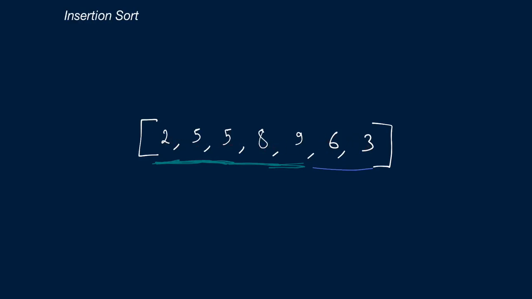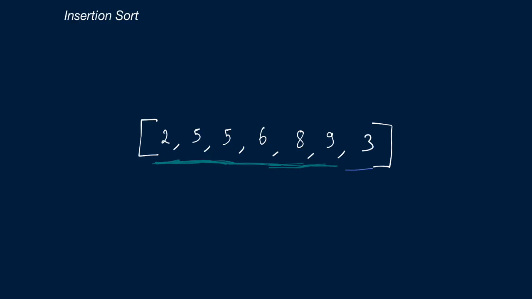We're left with two numbers, 6 and 3. We want to start by inserting 6 in this sorted sublist. So compare 6 to 9. 6 is less than 9, so we swap them. Put 6 here, put 9 here. Now compare 6 to 8. 6 is less than 8, so we swap them. 6 and 8. And finally, compare 6 to 5. 6 is greater than 5, so it is in the correct position. So we can extend the sorted sublist.